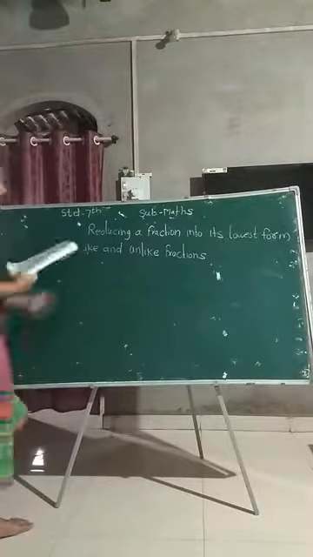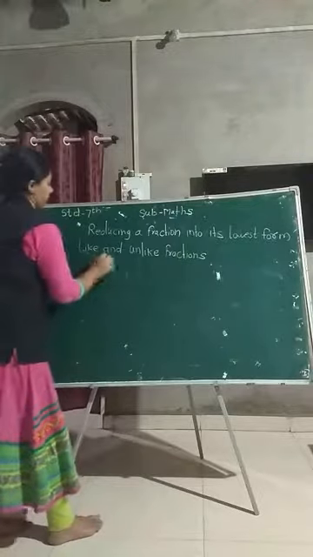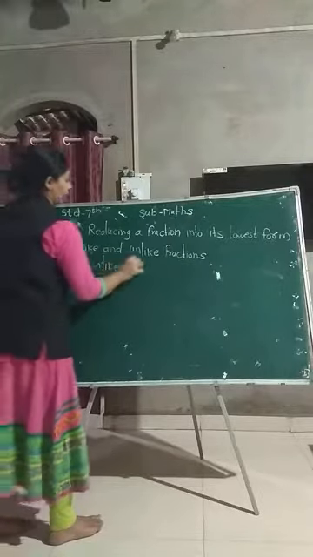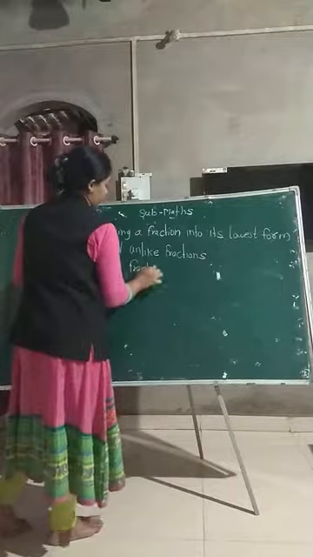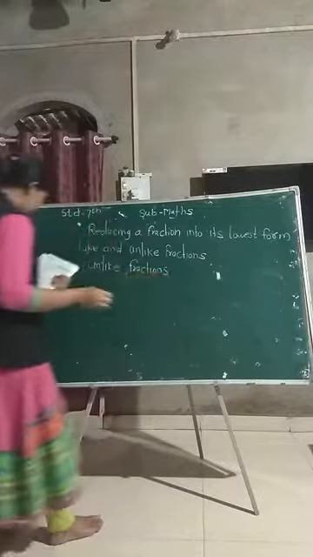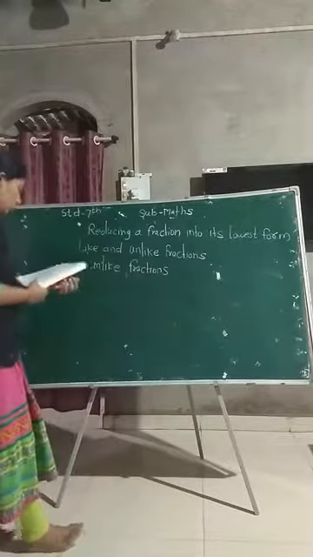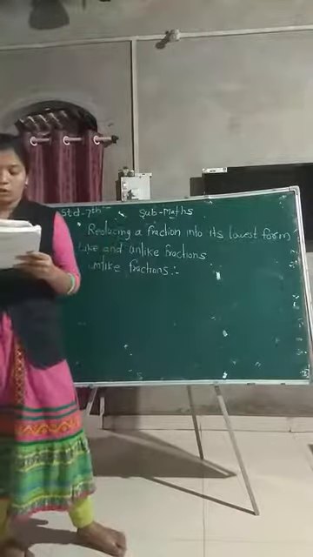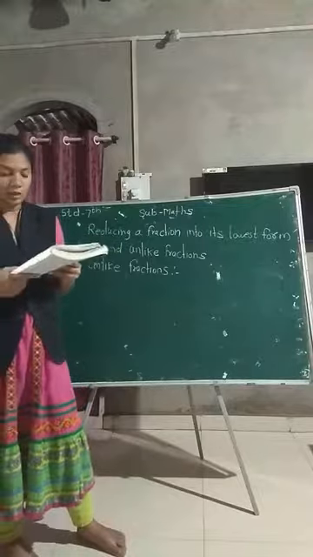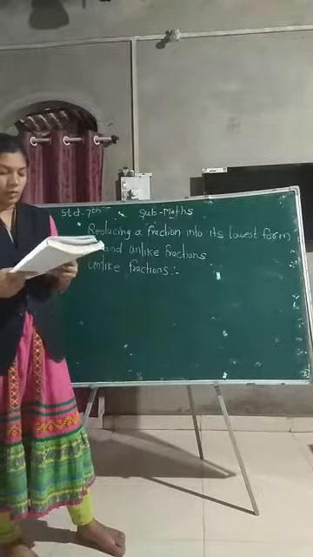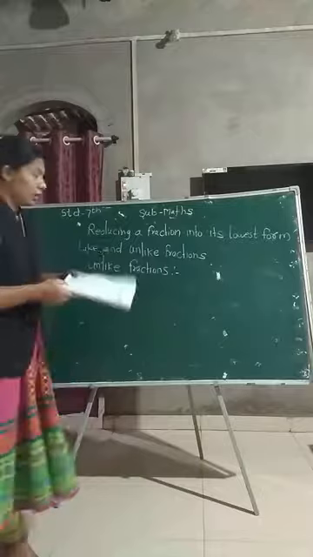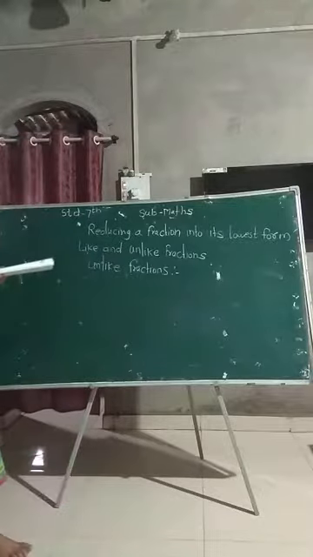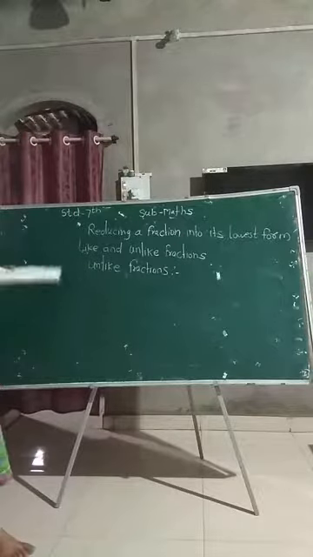Now, unlike fractions. In unlike fractions, two or more than two fractions are said to be unlike fractions when their denominators are different. In examples, when denominators are different, then we call it unlike fraction.